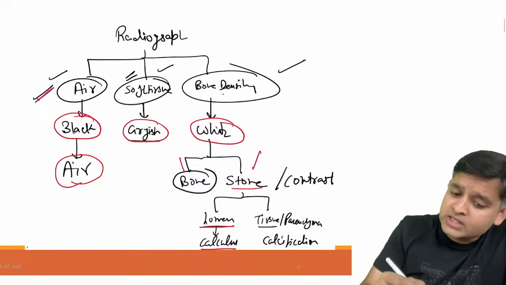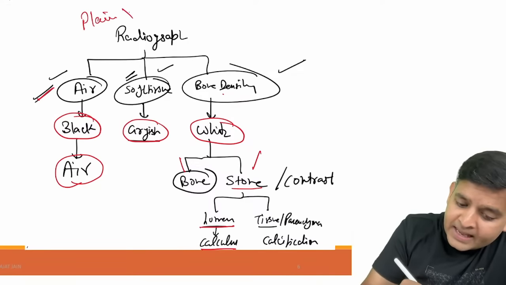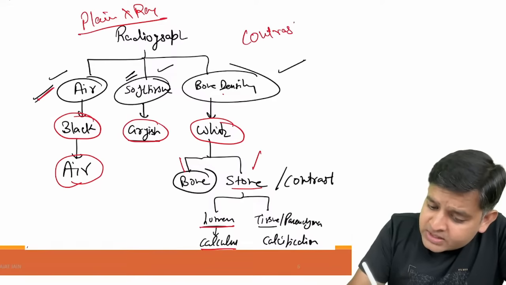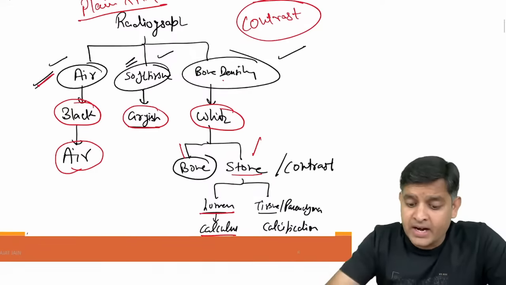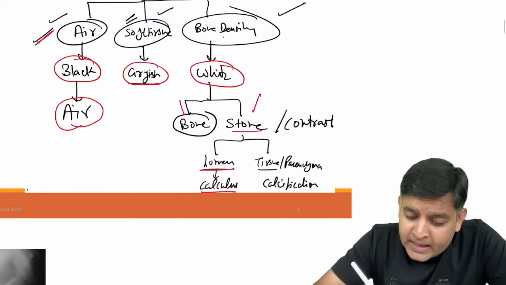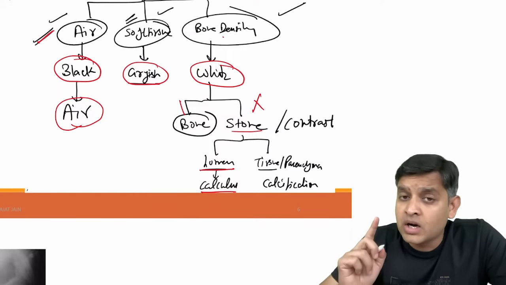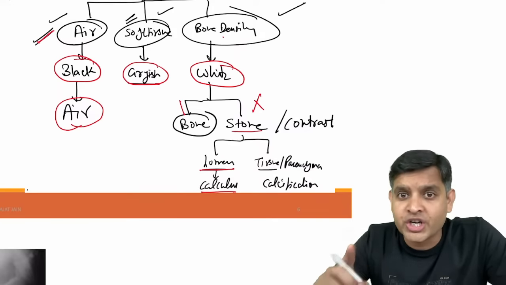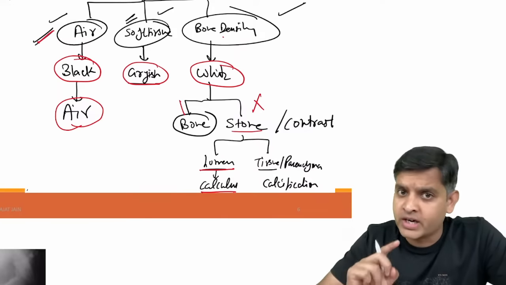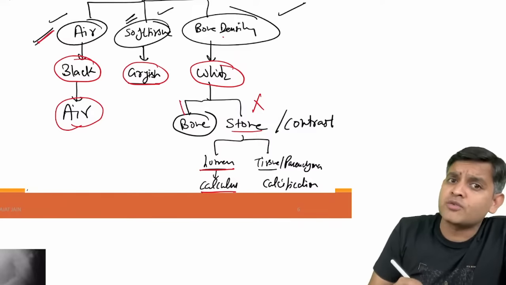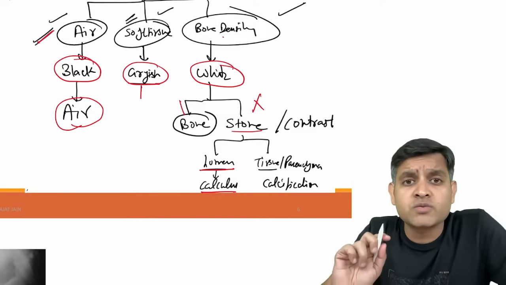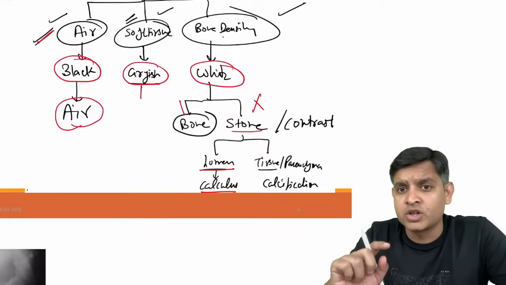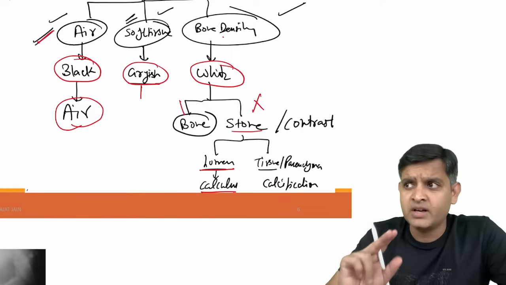Please remember, all this is applicable on a plain X-ray. However, if it's a contrast study and you are seeing white, please remember, it cannot be stone. On a contrast study, if you are seeing very, very white, it will be either bone or contrast. And what is grayish? Grayish is soft tissue. Soft tissue is very well seen on the X-ray, but the problem is individual soft tissues cannot be differentiated on the X-ray. This is the biggest challenge with the radiograph.